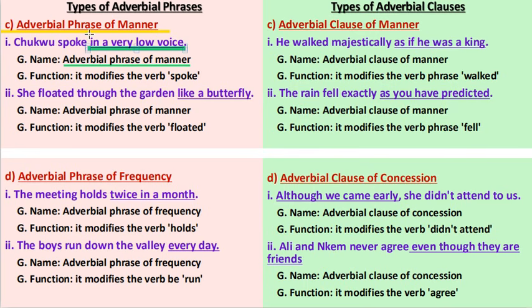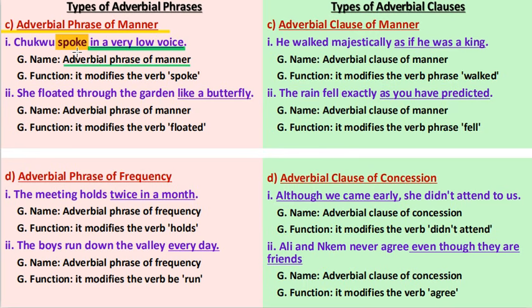The verb spoke. You would have noticed one thing. These adverbial phrases and clauses, they modify the verb that is outside of them. Whatever they want to modify is not within the adverbial phrase or the adverbial clause. It is always outside. In a very low voice, an adverbial phrase of manner, modifies the verb spoke. You will see that spoke is not part of the phrase. It is outside the phrase. That is what I'm trying to say.